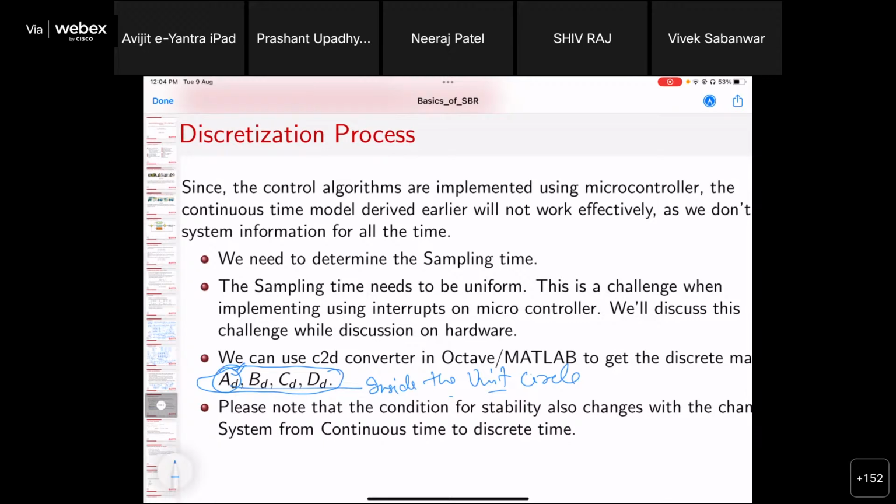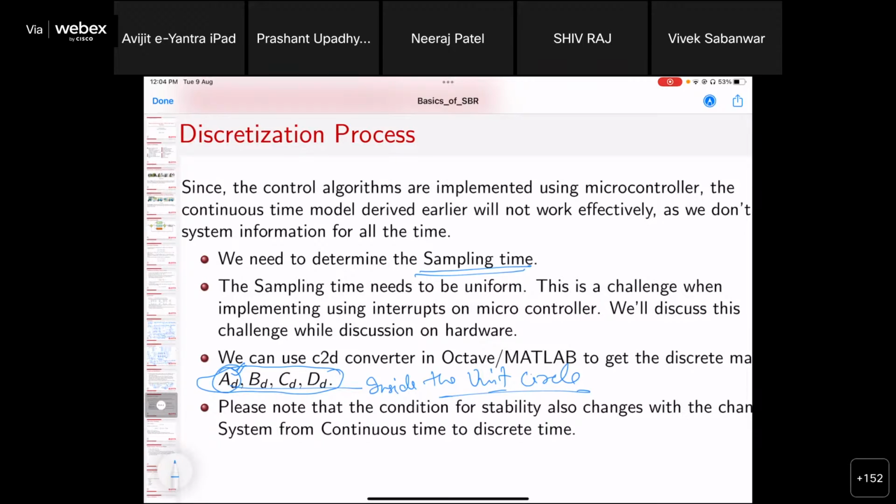The eigenvalues should be inside the unit circle for the system to be stable. So that's the difference. Also, you need to determine the sampling time. Sampling time means you will be taking the samples of your system, right? And for that you will need some sampling time.